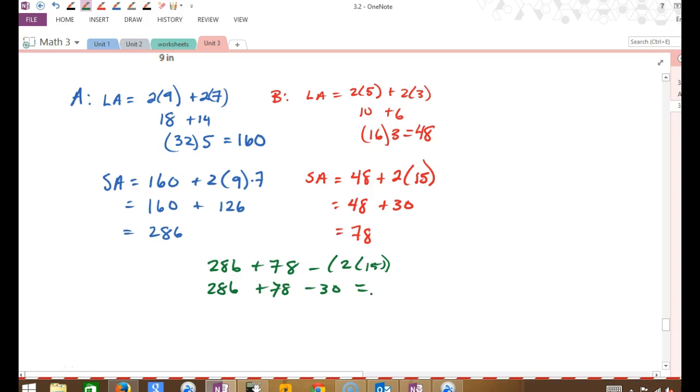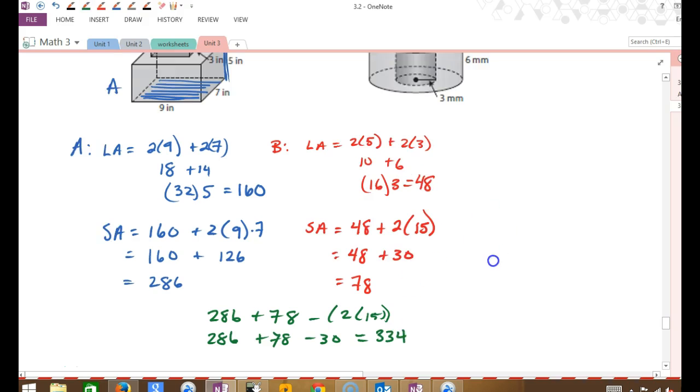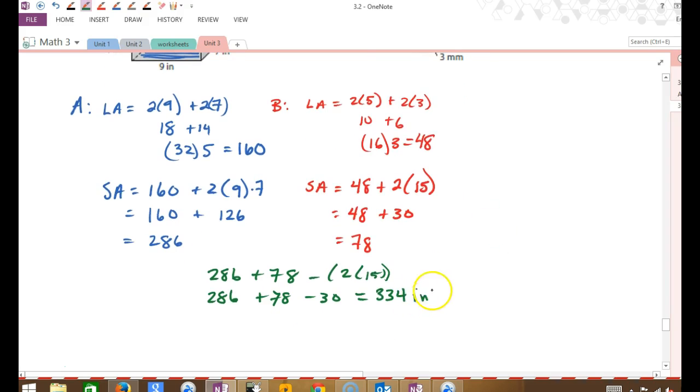What's 286 plus 40? 26 plus 38? 334. Look at all that mental math. You guys got this. Inches squared. So we good with that one?